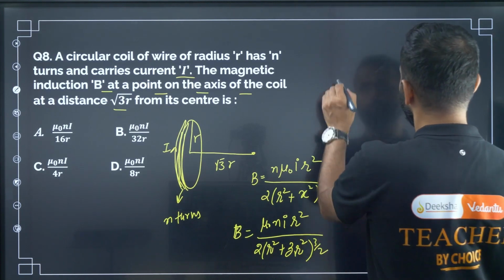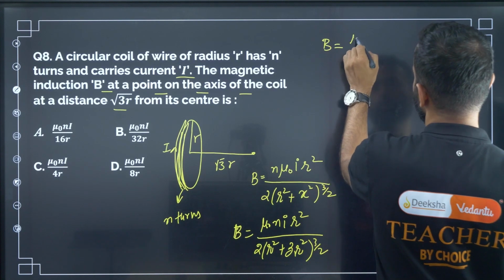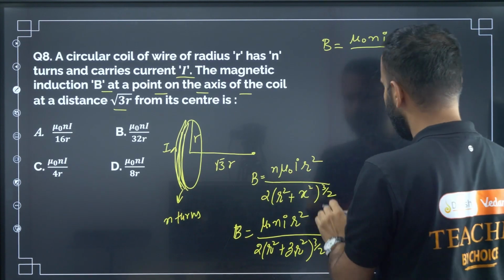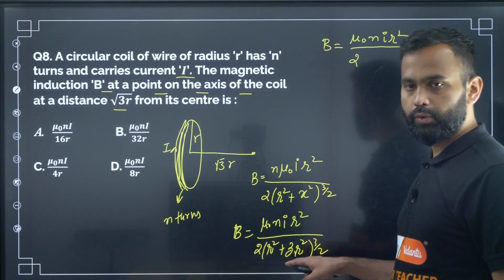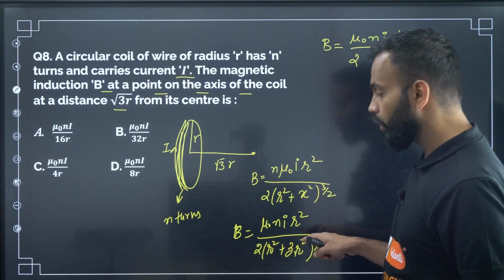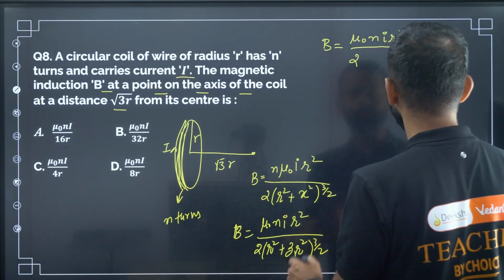Now magnetic field B is mu naught N I R square divided by 2 into, so this is 4r square, root of 4r square is 2r, and 2r whole cube is 8r cube.